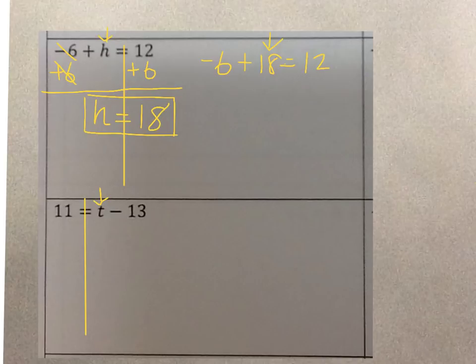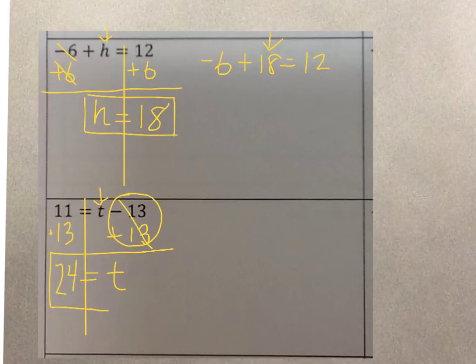On the same side as the variable is negative 13. So to get rid of negative 13, or to zero out this side, we have to add a positive 13. And if we add a positive 13 to the right side, we have to add positive 13 to the left side. Negative 13 and positive 13 make a 0 pair, and that cancels out. That leaves me with t is equal to 11 plus 13. 1 plus 3 is 4, and 1 plus 1 is 2. So t equals 24.